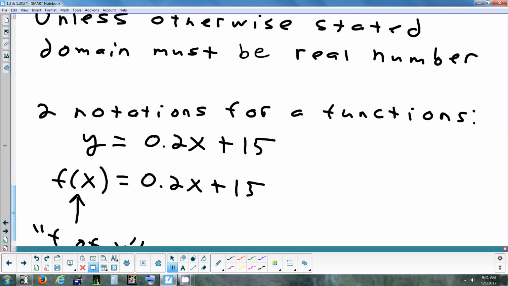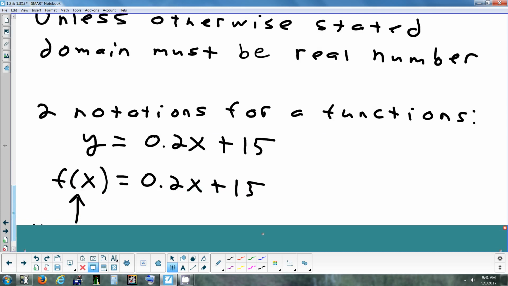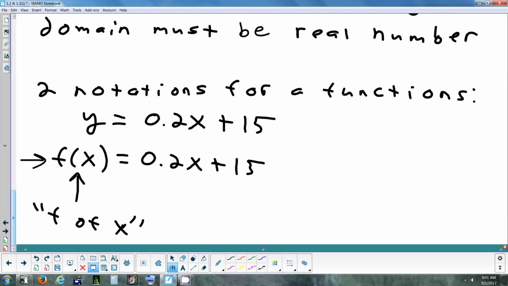Two different notations for functions. You can use y equals notation or this other notation. Does anyone know how you pronounce that one? The f parenthesis x, you don't say it like that, but yeah, Abby? F of x. Okay, so you'll see both notations throughout the year. Any questions on either of those notations for writing a function? Okay.